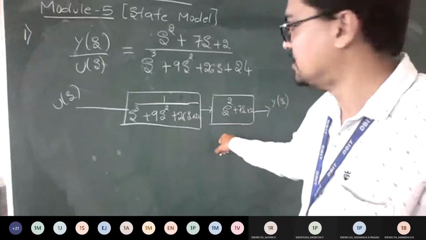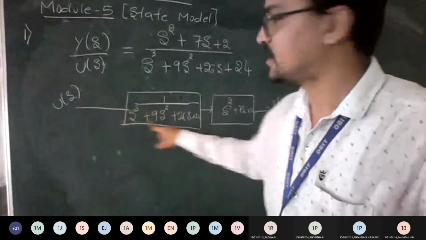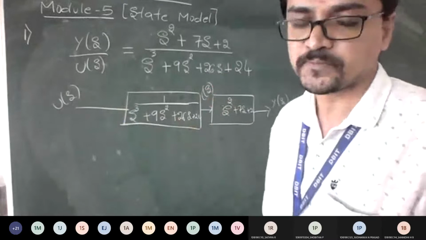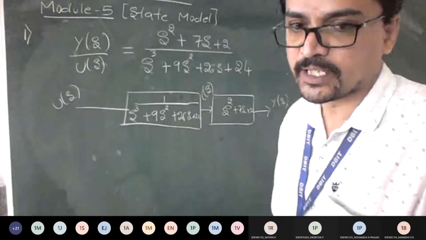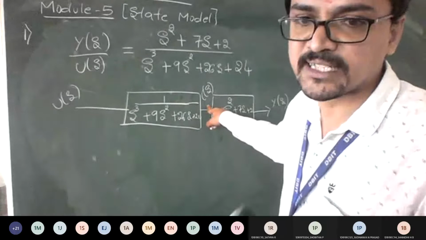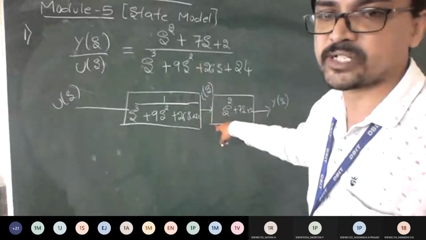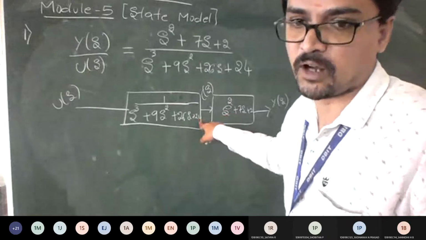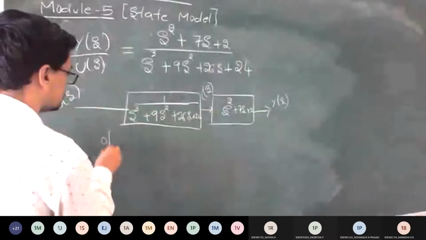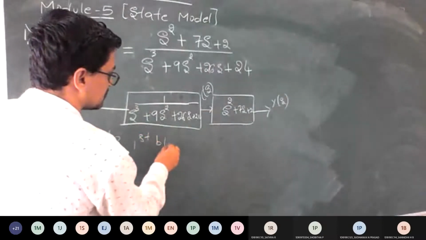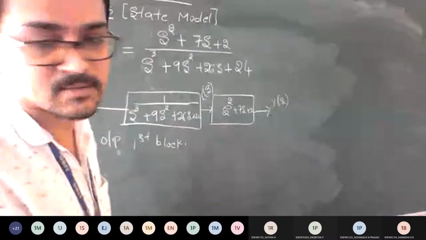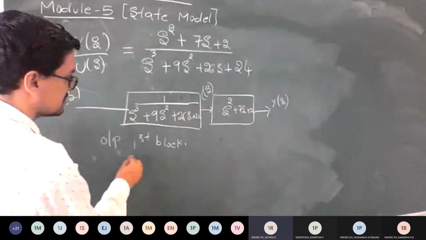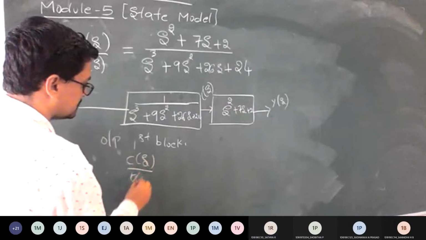See, u of s is the input, y of s is the output. In between these, there is something called an intermediate output also. Let me take an assumption, c of s, as the output of the first block. So what is the output of the first block here? Is it C of S by U of S? Can you get it as C of S by U of S?